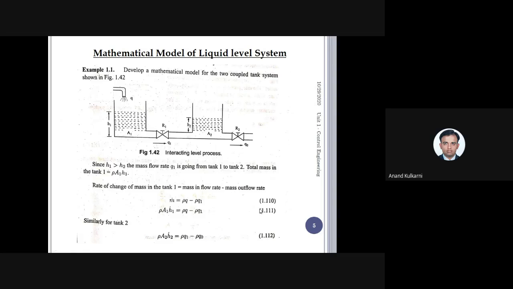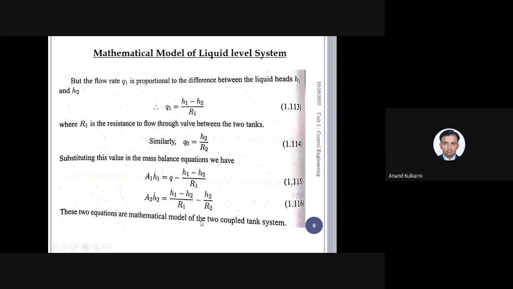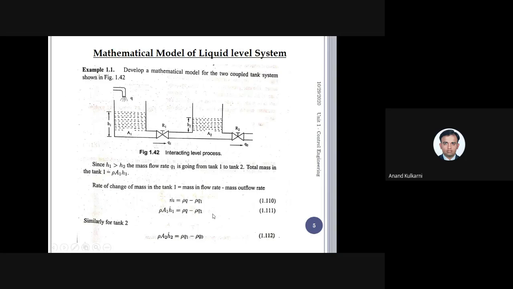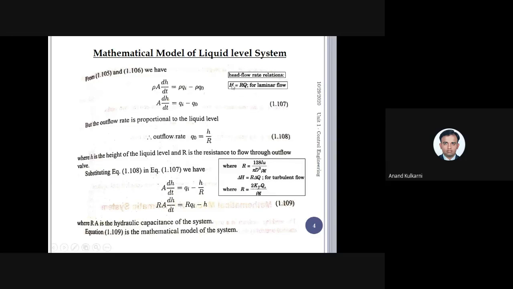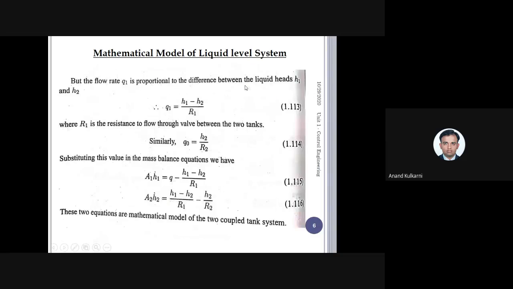So what you can do is just see here, q is equal to h1 minus h2 by r. Once having understood this, we'll go to the next slide. In the next slide, the flow q1 is proportional to the difference between heads h1 minus h2. As we had seen, h is equal to r into q. Similarly q1 is equal to (h1 minus h2) by r1. Is there any doubt here? Is this clear? Similarly, for the outlet, q0 is equal to h2 divided by r2.